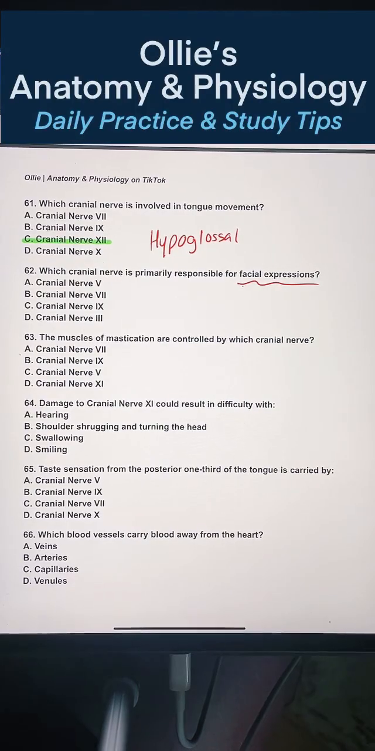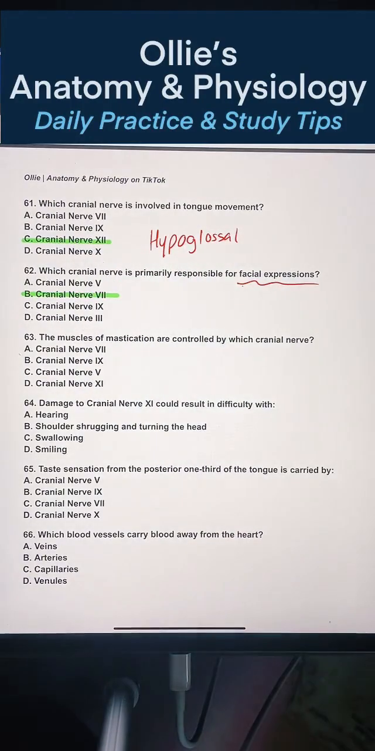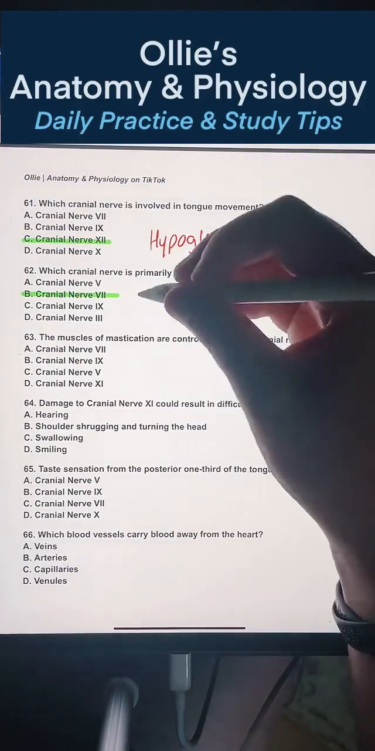62. Awesome. The answer is B. It is cranial nerve 7. Cranial nerve 7 is going to be our facial nerve.